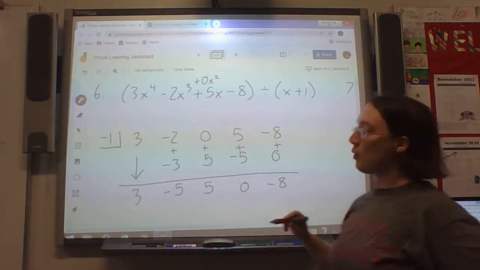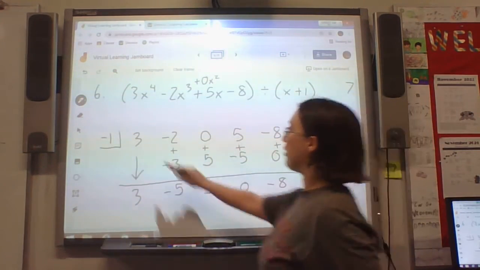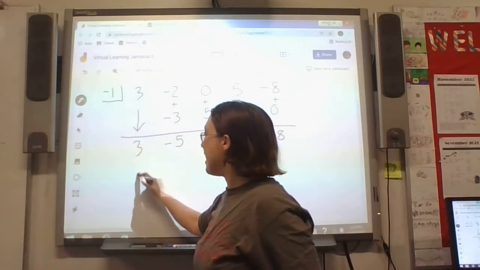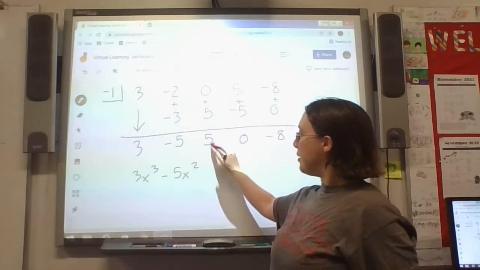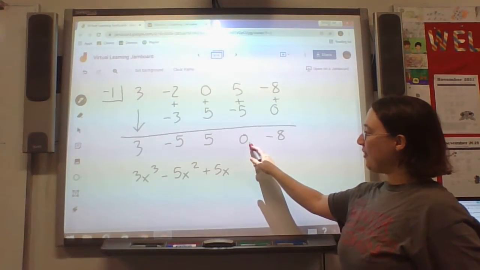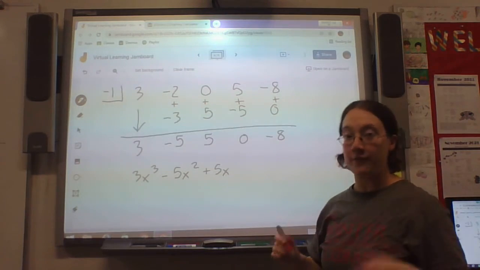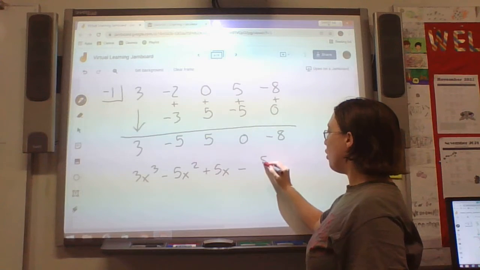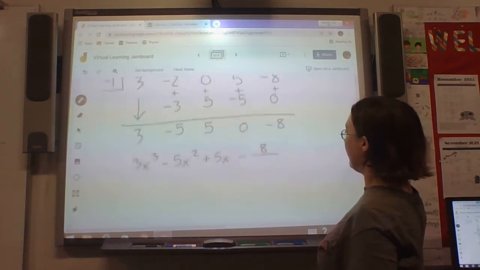Okay, and then again, we're filling in our variables starting with 1 power smaller than our degree up here. So if we started off with an x to the 4th up there, then we've got a 3x to the 3rd here, minus a 5x squared, plus a 5x technically to the 1st. And that 0 is our constant term, but you don't need to write it in there. Now, if you wrote in a plus 0, that's fine. It's not going to hurt anything. And then we've got a minus that 8 over the thing we were dividing by in the first place, which was our x plus 1.